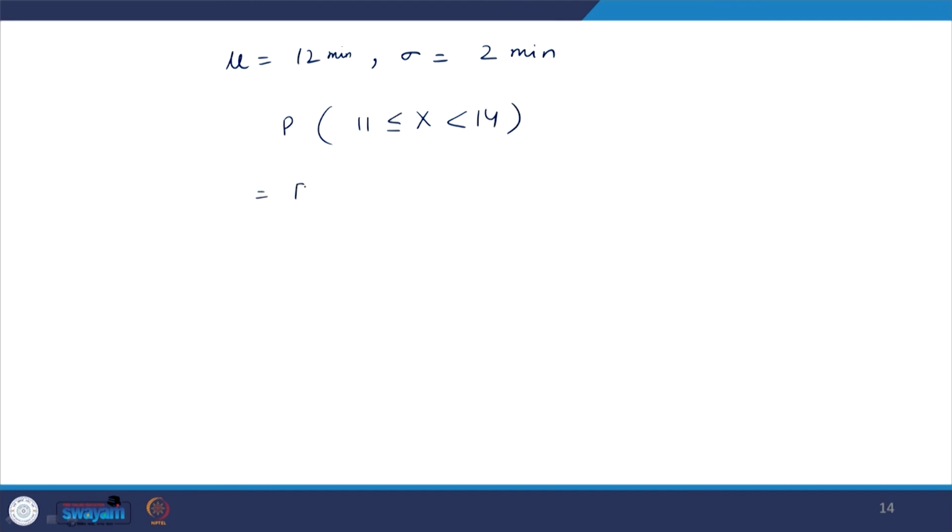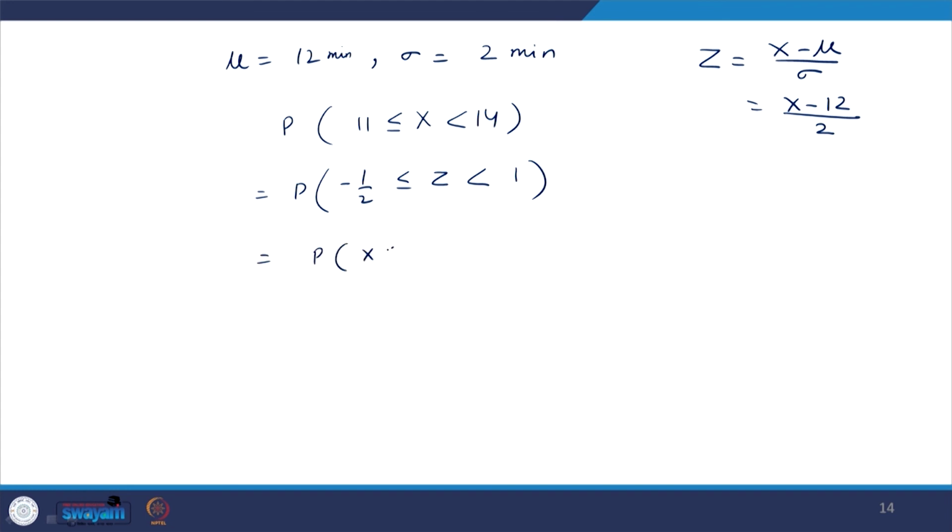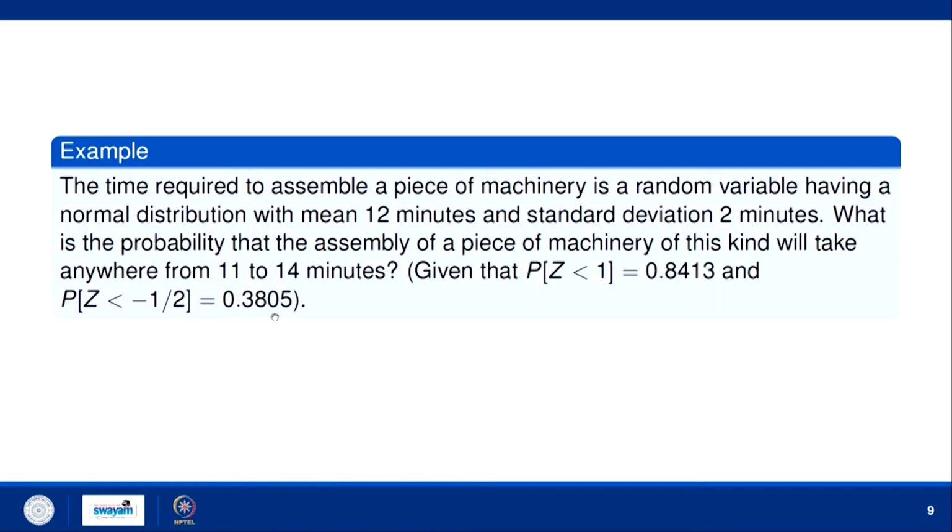Okay. So, for the standard normal variate, z is x minus mu upon sigma, which is x minus 12 upon 2. When you substitute x as 11, it is minus 1 by 2, less than or equal to z less than, when you put 14, it is 1. And this is nothing but P(z less than 1) minus P(z less than minus half), and these values are given to us. So, this is simply the difference of these two. So, you can find out the difference.